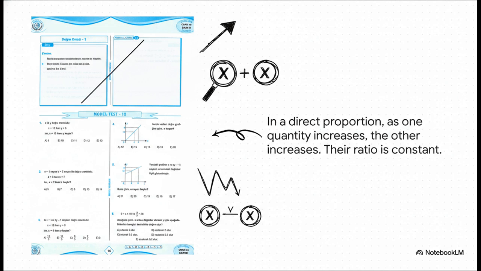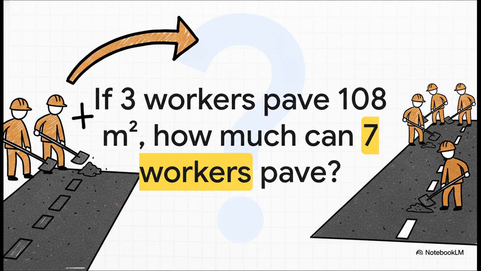You double the input, you double the output. The key thing to remember is that their ratio, Y divided by X, is always the same. It's constant. Okay, let's put this to the test.